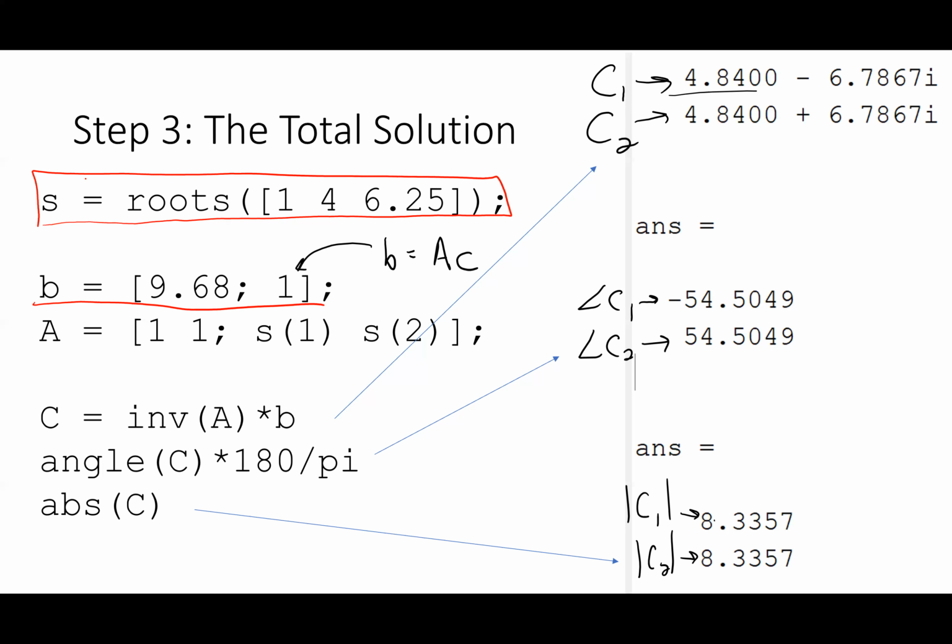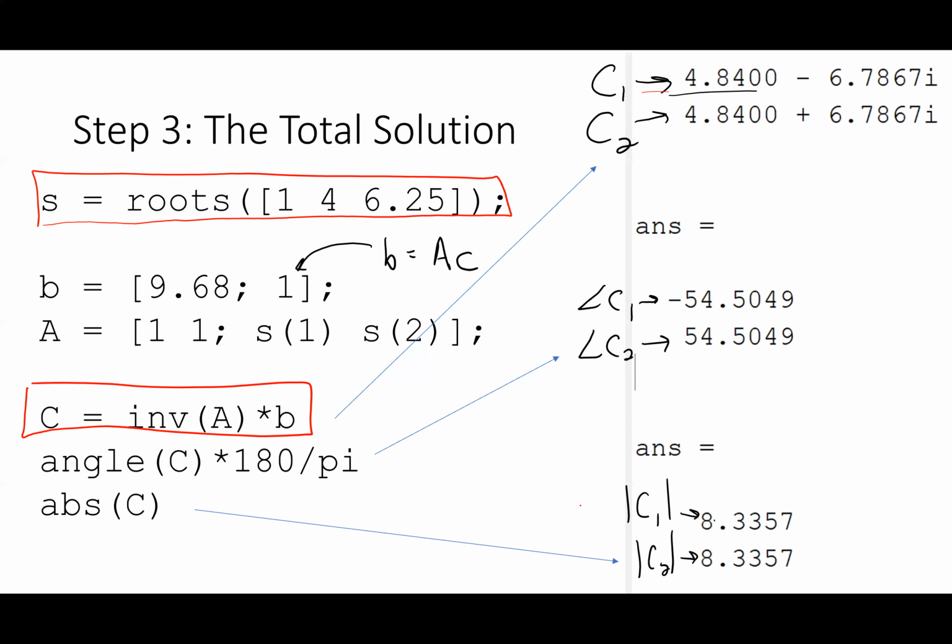When I look at this, what I get is two values. So this is the same thing I talked about before. If I want to solve for those two values of C1 and C2, I do inverse of A times B, right? Just solving a system of equations. And I get C1 is equal to this value and C2 is equal to that value. All right. And then what I did here was I just took the angle and the magnitude.